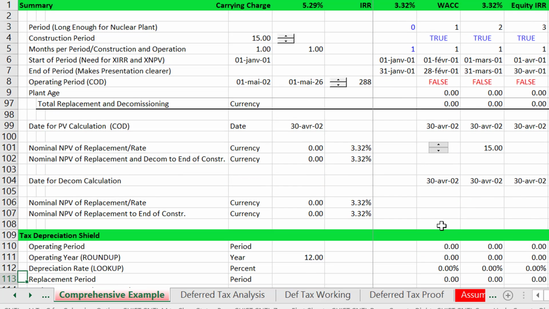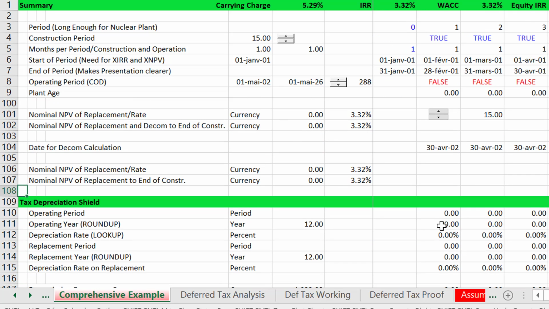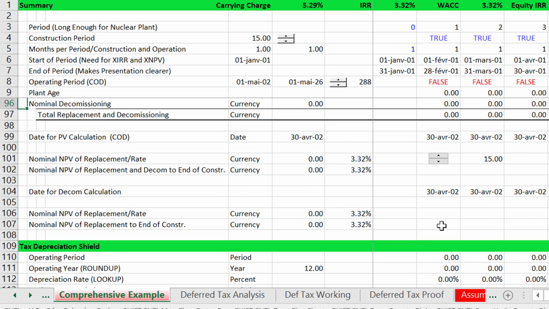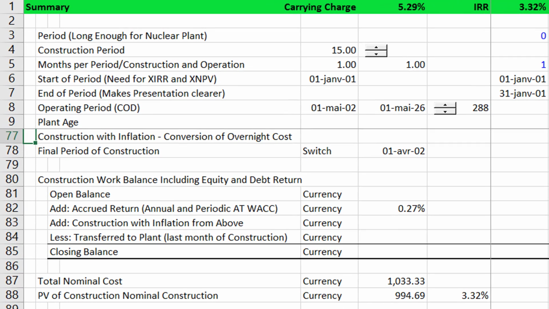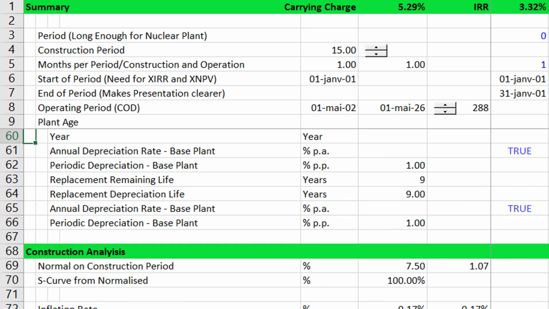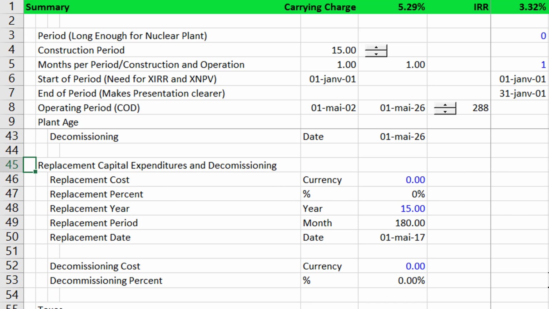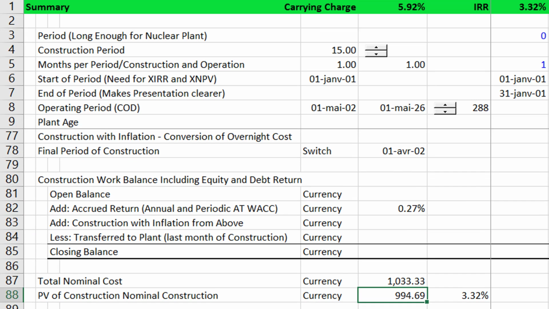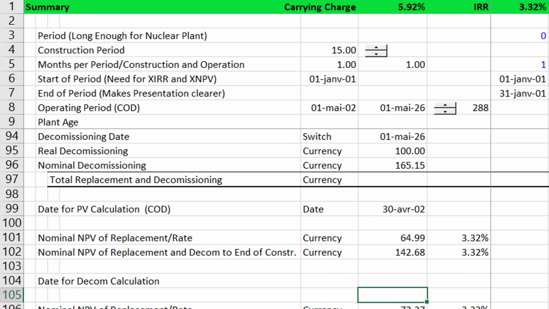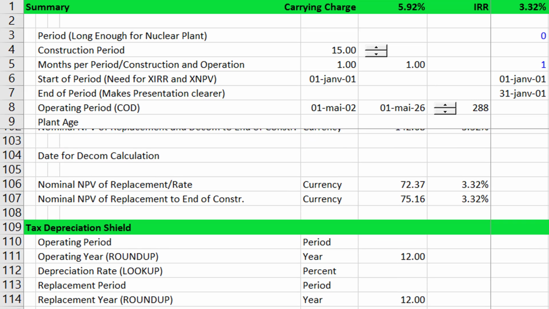And then you do the same thing, take the NPV of the decommissioning. It looks like I have no decommissioning and no replacement cost, so let's put in about 80 as a replacement cost and 100 as the decommissioning cost. That increases our carrying charge a little bit because we have to recover those factors now.